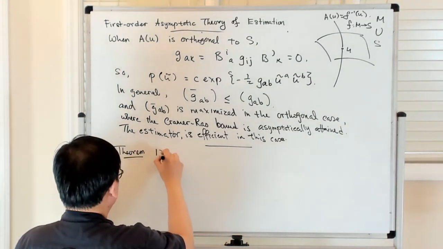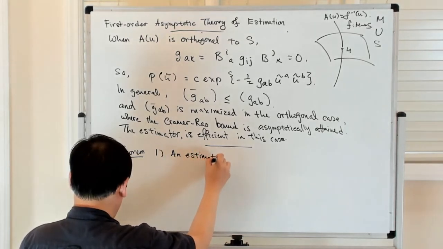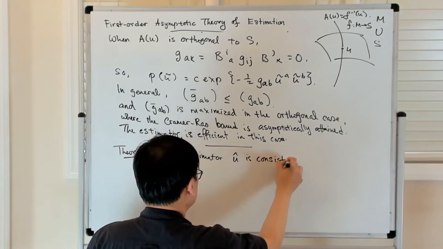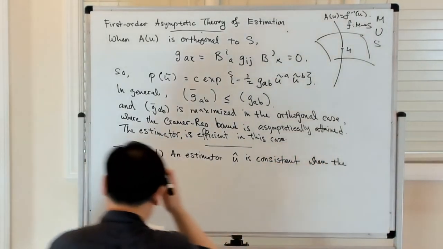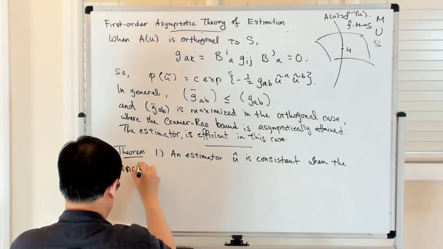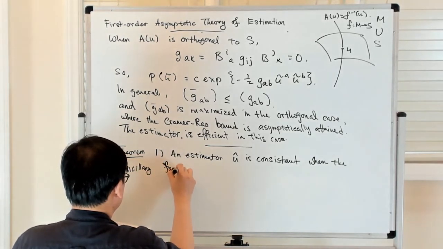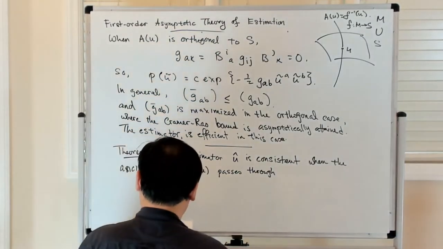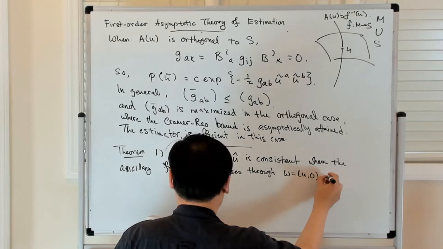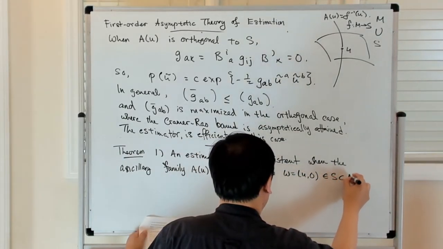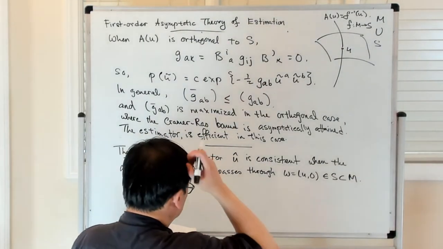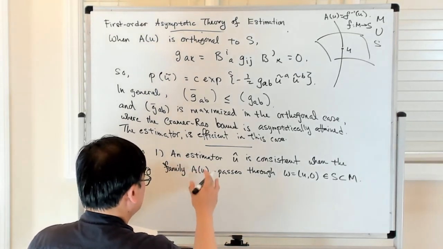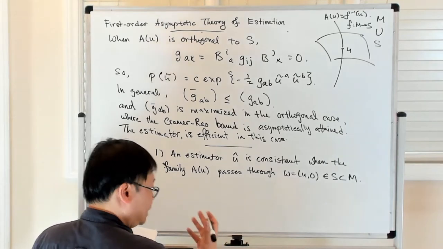An estimator U hat is consistent when the ancillary family A_U passes through W, which is (U, 0) in S, which is contained in M. More or less this is a fancy way of saying that when you have this map F, it actually is a projection map.